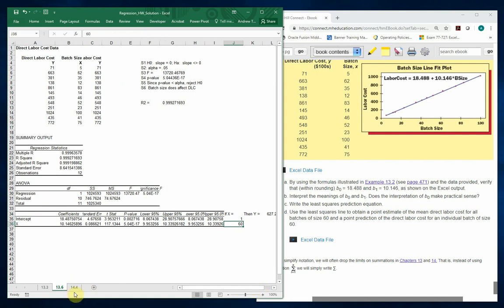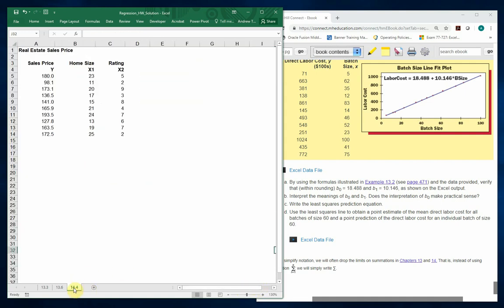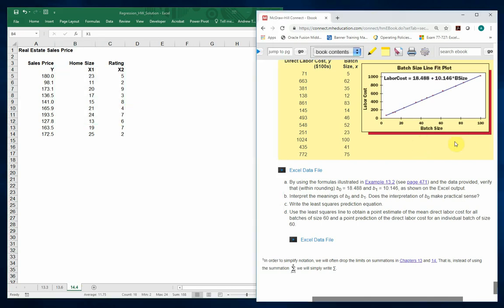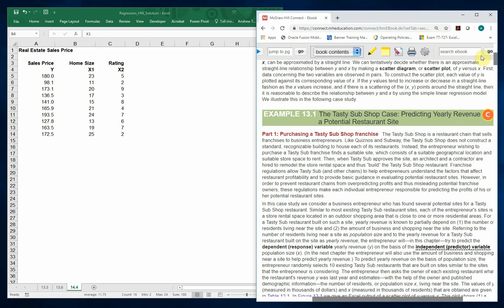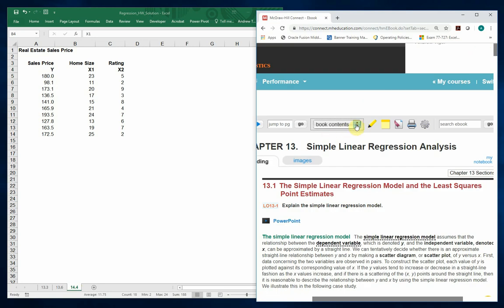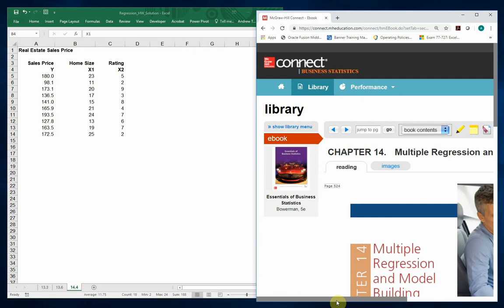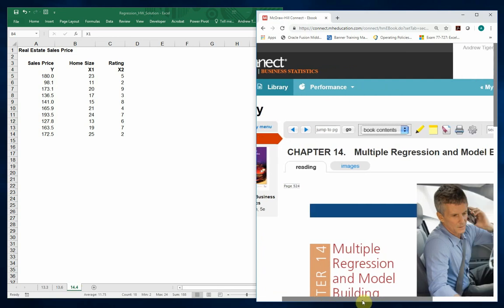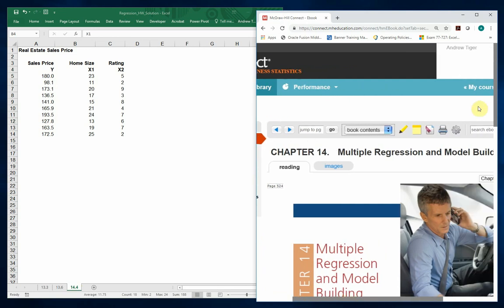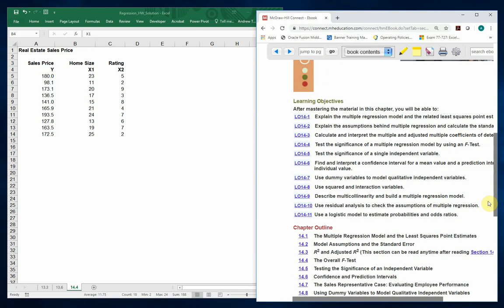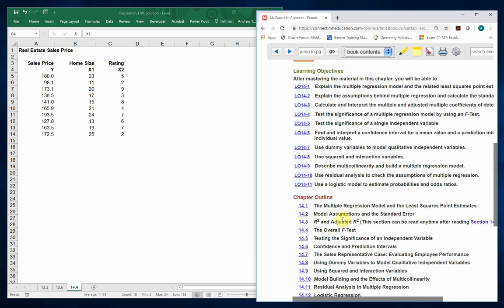Let's move on to chapter 14. Chapter 14, what makes this unique is that it is more than one independent variable. We have two independent variables. So we can't use scatter plots anymore, because scatter plots only do one variable at a time, and we don't want to do one variable at a time. When you have more than one independent variable, you have to use multiple regression technique. So that means that you have to use the regression in data analysis.